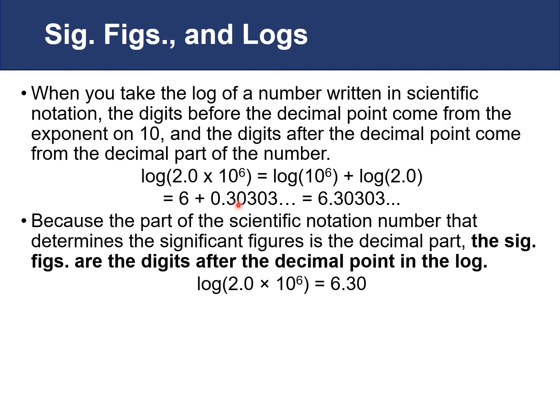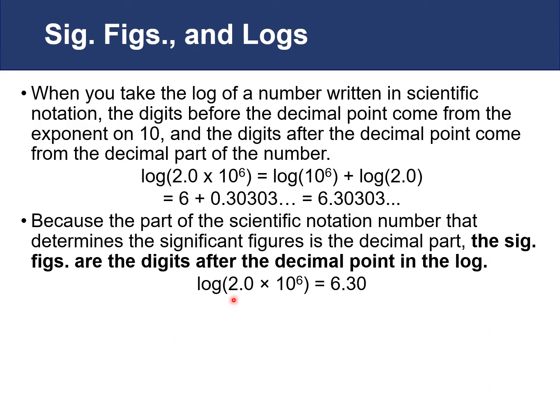So adding the two together would give you 6.303030. The way we figure out the number of significant figures for a value that we're taking the log of is essentially that the value that's raised to the 10 is the number in front, and the value at the beginning of the scientific notation tells us how many decimal places after that value are going to be significant, right?